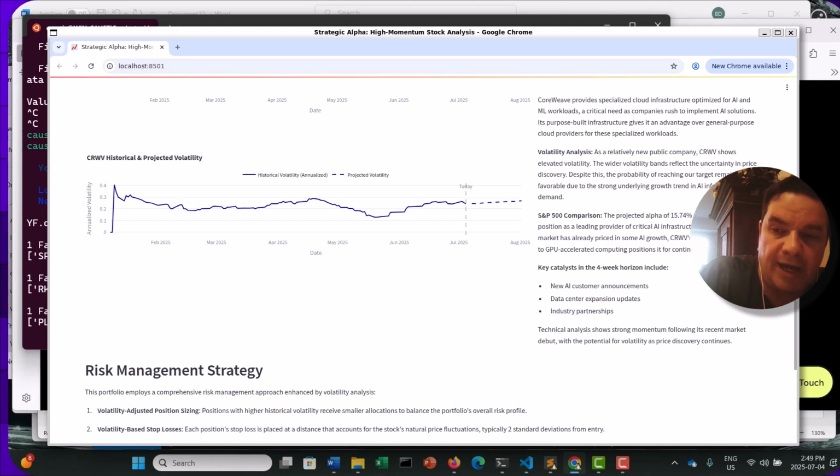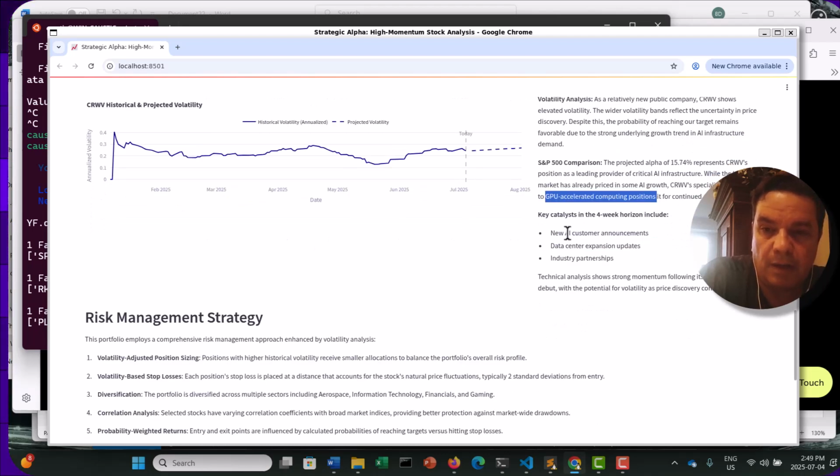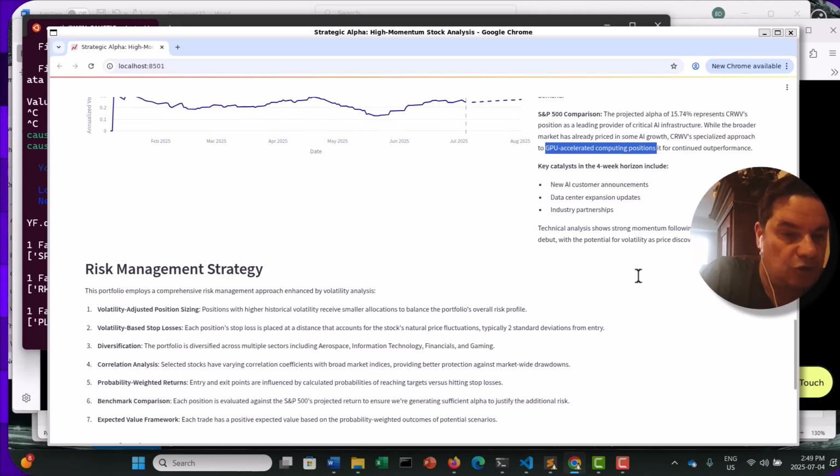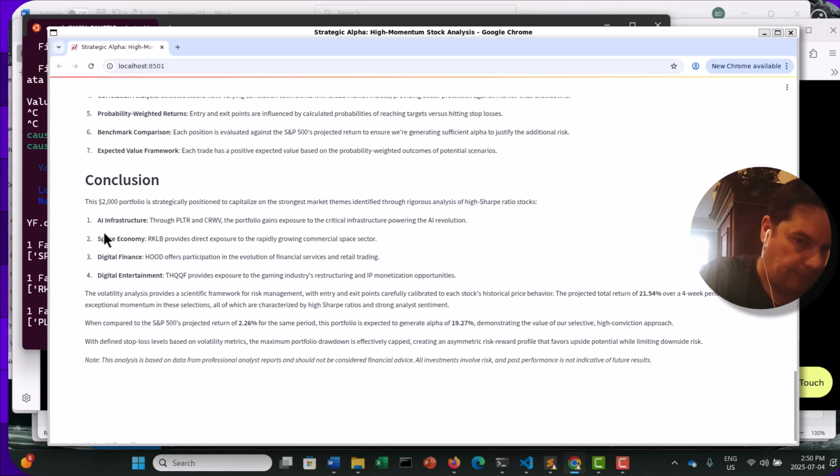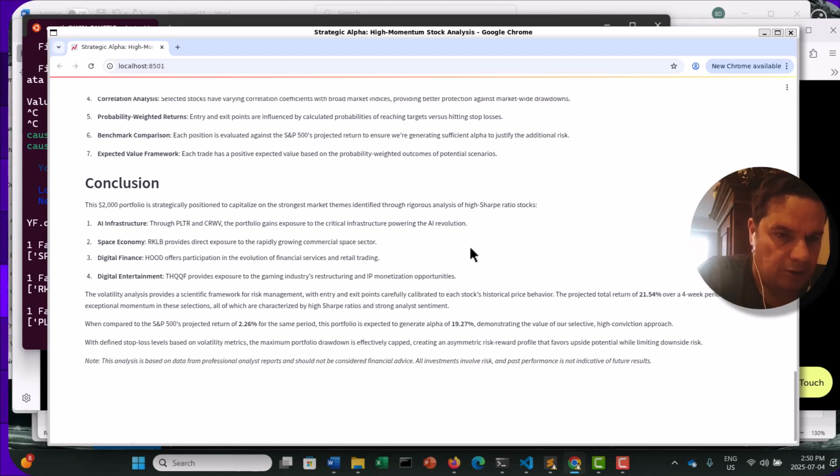Leading provider of critical AI infrastructure. Broader market in some AI growth. This is going to be basically a takeover candidate. And its GPU accelerated computing position. And again, these are the catalysts that will drive it. Again, the risk management. So here, one thing needs to be understood. This one, CoreWeave, along with Palantir, AI infrastructure. Space economy at Rocket Lab, digital finance, Robinhood, which is basically a stockbroker.